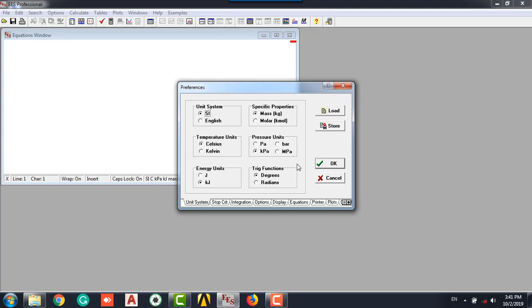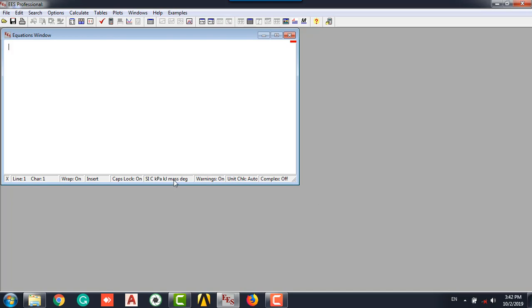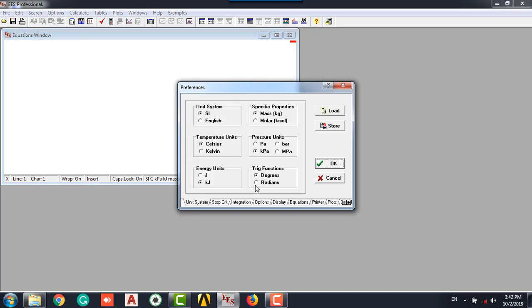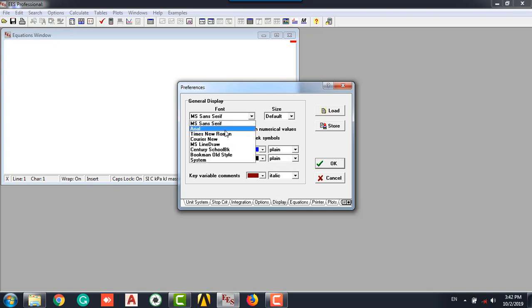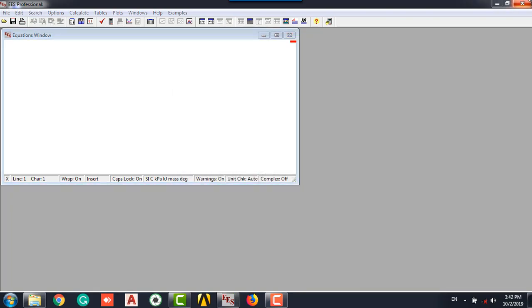We put the system on SI again, and also in the preferences we have the display, where we can also set the fonts and the size of the fonts.